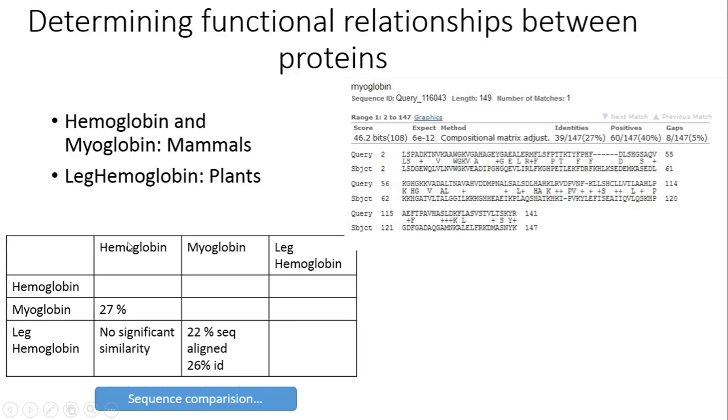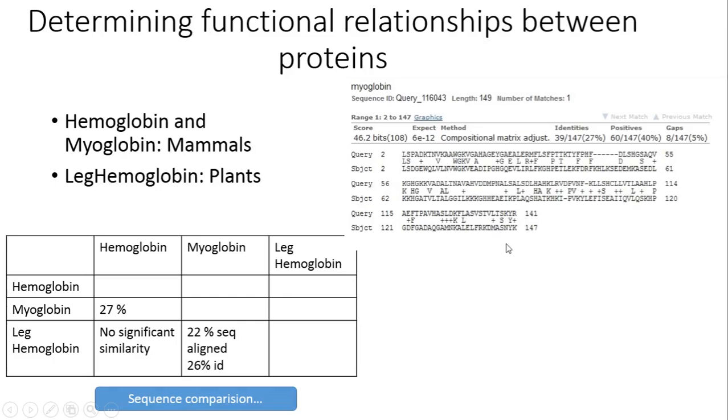On the other hand, when I compared myoglobin with leg hemoglobin, I came to the conclusion that myoglobin aligned with only 22% of the sequence of leg hemoglobin. In the case of hemoglobin and myoglobin, as you can see over here, the two sequences were aligned with each other from one end to the other. Both sequences were aligned globally, including both ends of the two sequences.